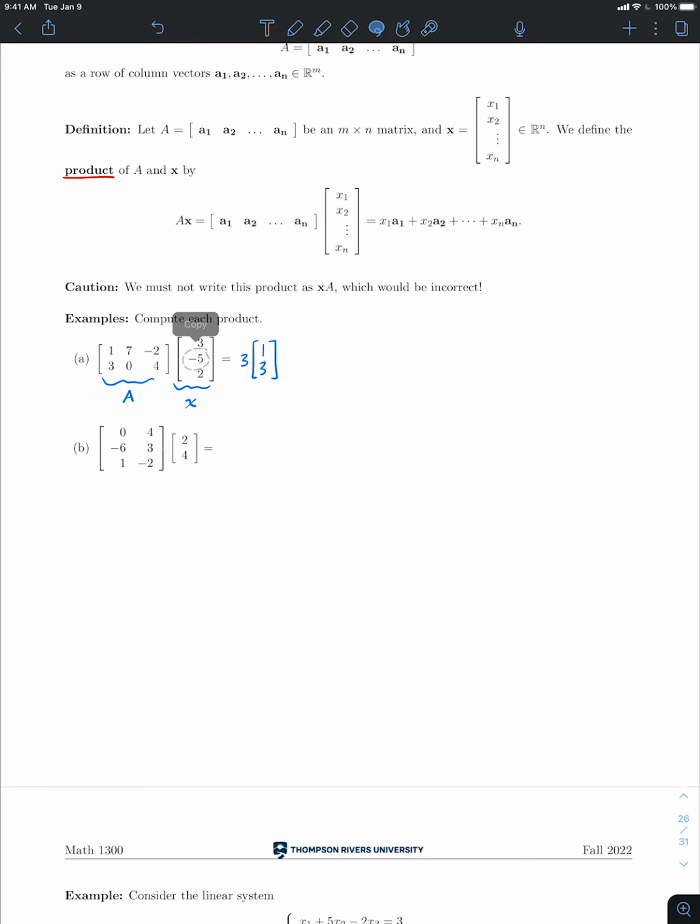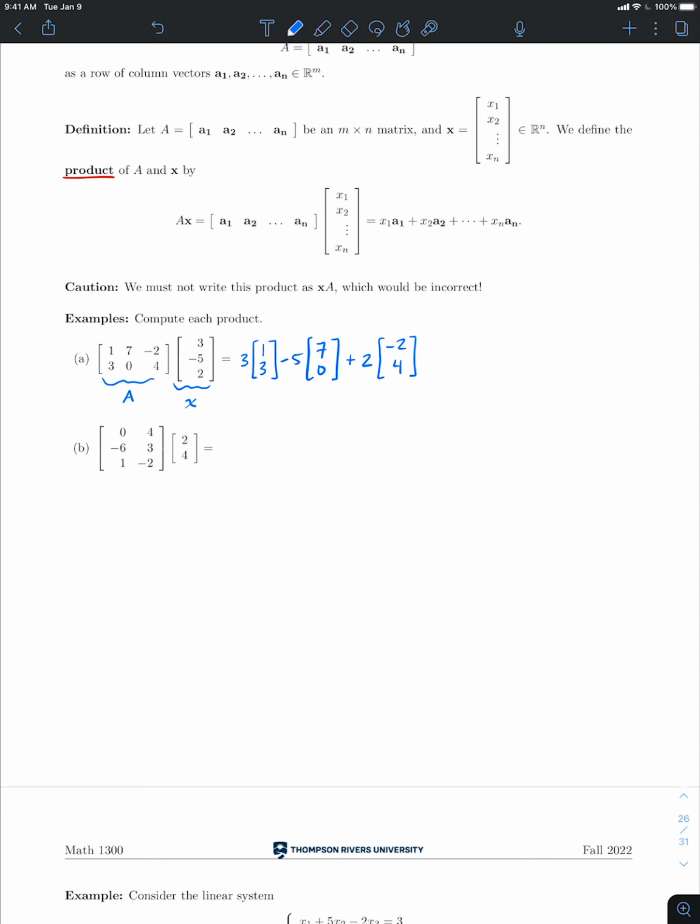The next term is going to be the second coordinate of x multiplied by the second column of A. So we'll have plus negative 5 times the vector 7, 0. I'm just going to go minus 5 times 7, 0. That's the same thing. And then the last product we'll have is we'll go plus 2. That's the last coordinate of x. And we'll multiply it by the last column of A. Okay, so that's the definition.